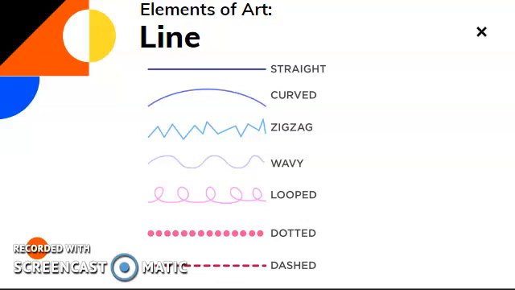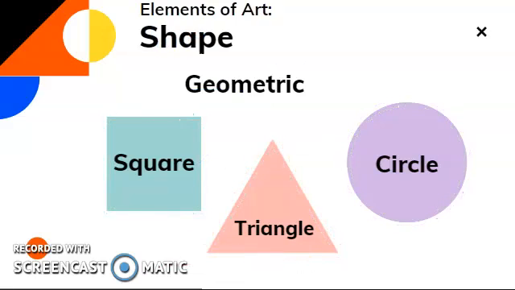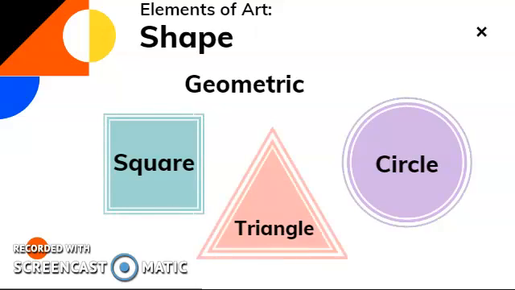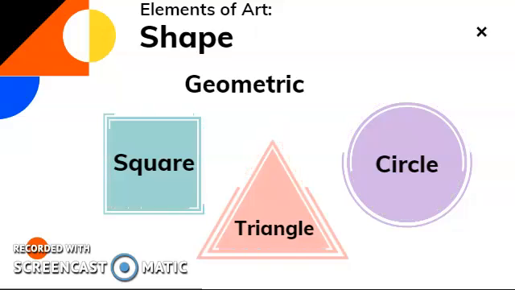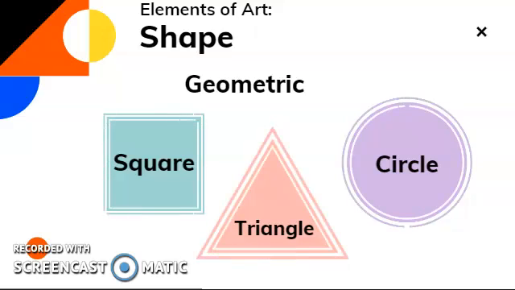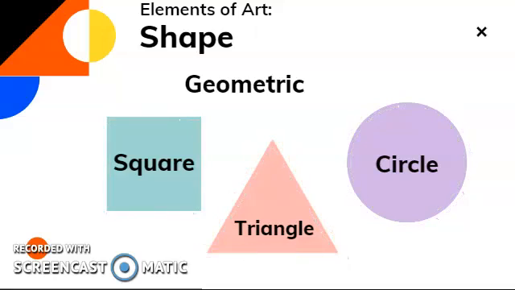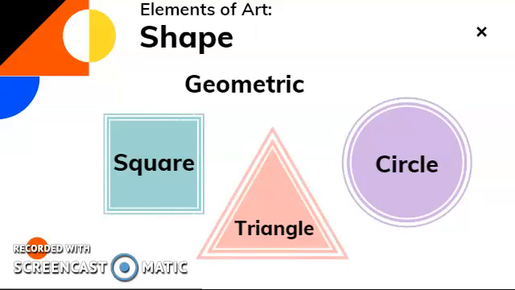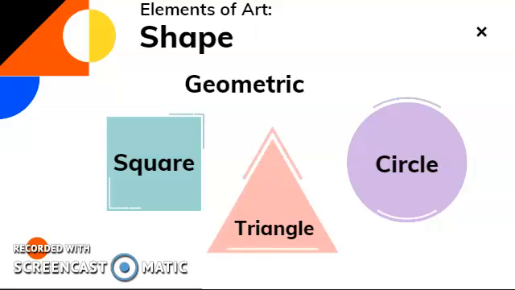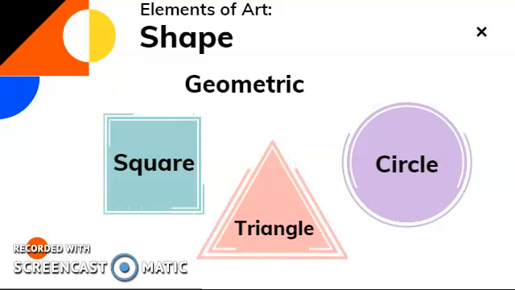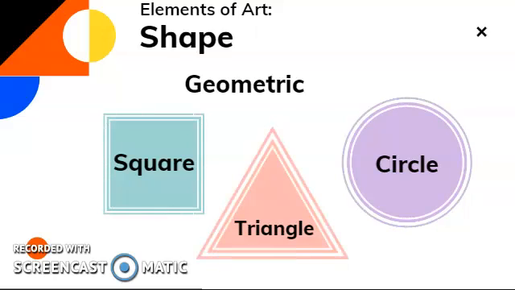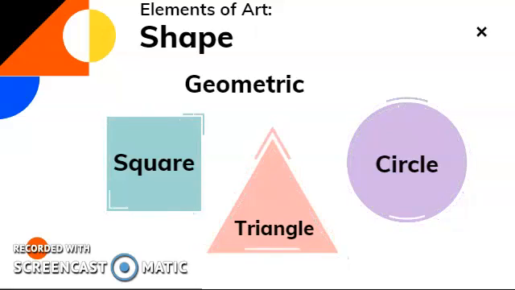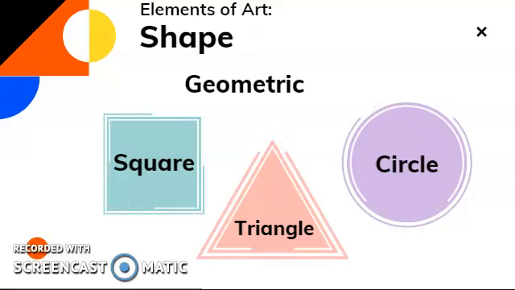Shape can be a geometric shape, like a square, a triangle, or a circle. The shapes are made out of lines when they connect. A shape can be geometric or organic. Geometric shapes include these shapes you probably already know. Do you see a square? Do you see the triangle? Do you see a circle? These are all shapes that are 2-dimensional and are flat.